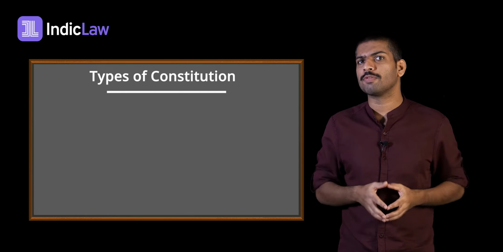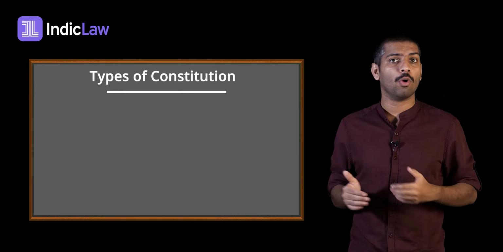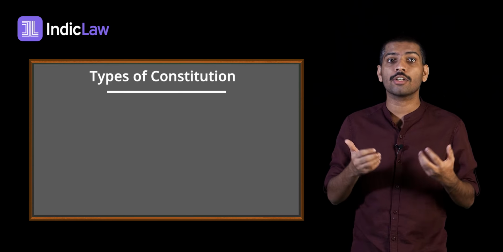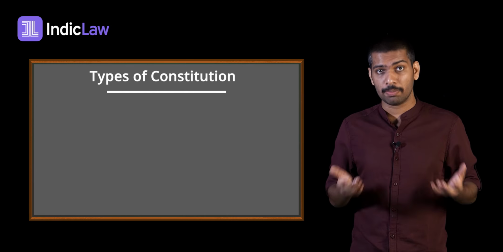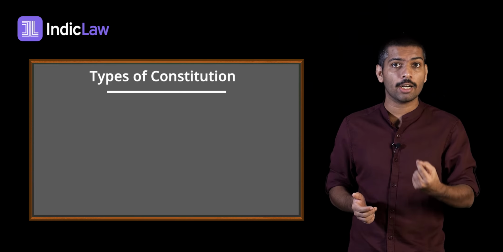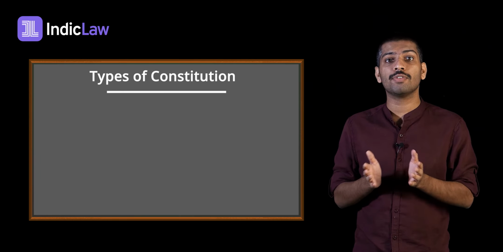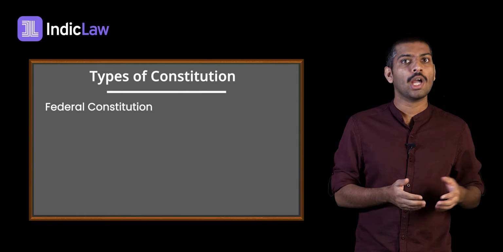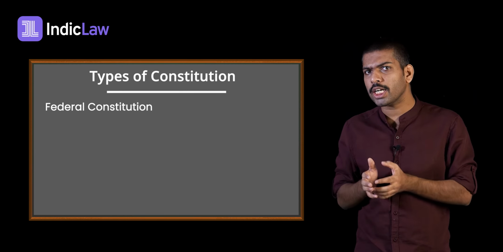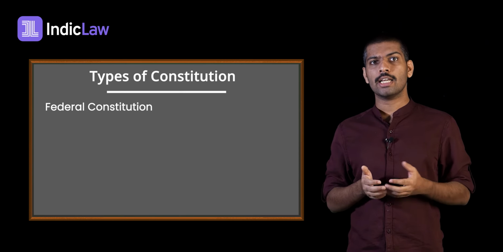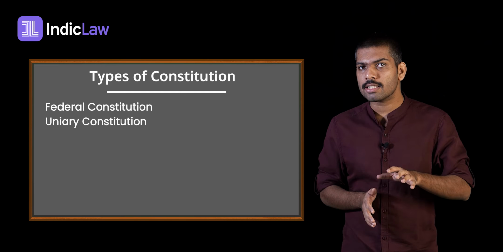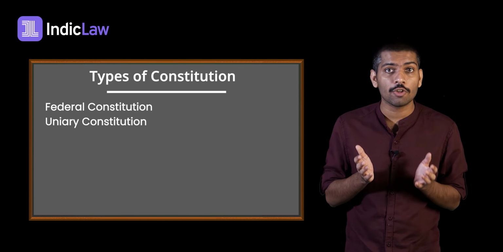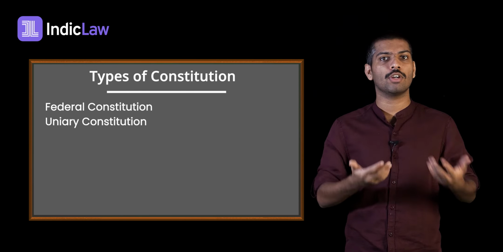A different sort of classification may again be drawn on the basis of the government that the constitution establishes. If the constitution establishes governments as opposed to a singular government, the constitution is referred to as a federal constitution. However, if only one government is established by the constitution, such a constitution is a unitary constitution. The essence of this classification is the sharing of power between various levels of governments.